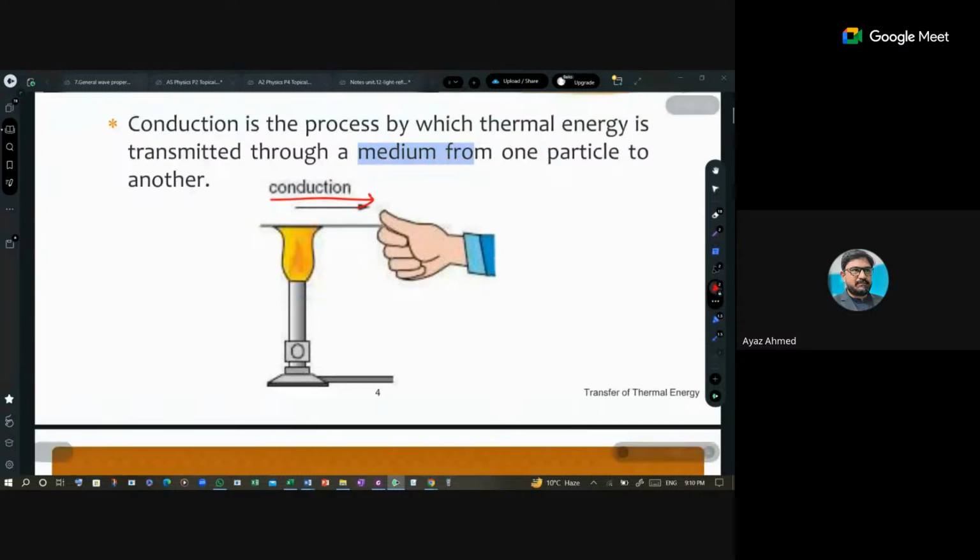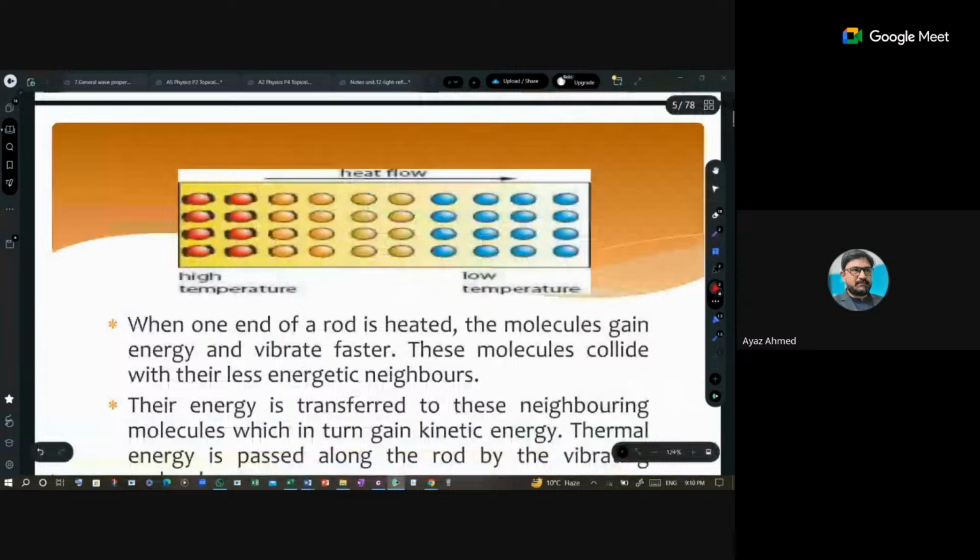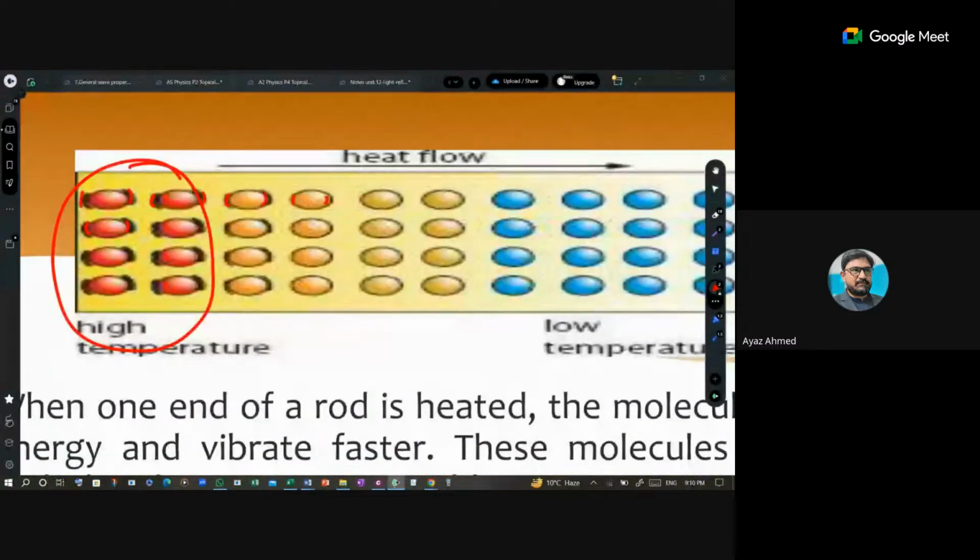So here, this was the molecular view. In the area where the molecules are hot enough, the molecules have vigorous vibration. If you zoom in, here I have shown that the molecules have more vibration, and here there is very small vibration. Due to that vibration, the molecules interact with each other. And this is the simple mechanism of energy transfer in solids.